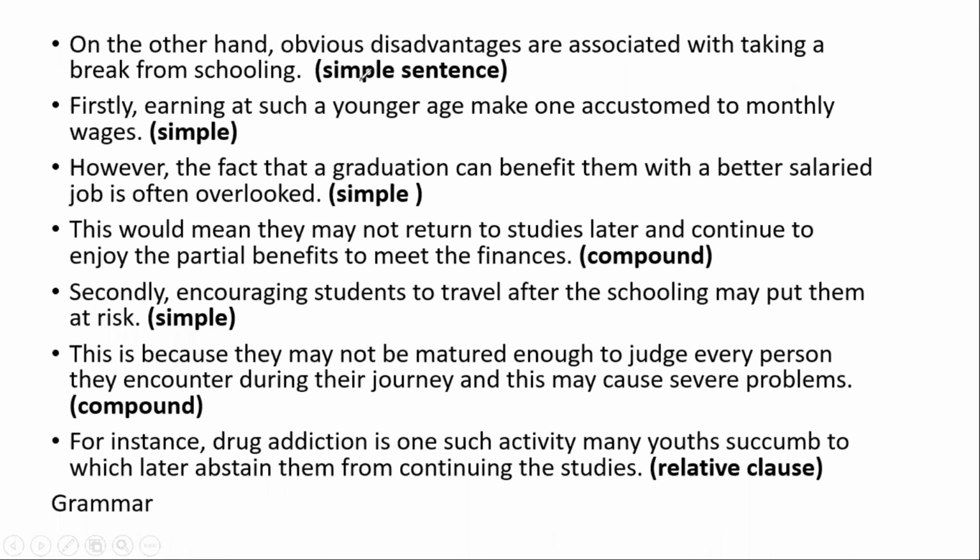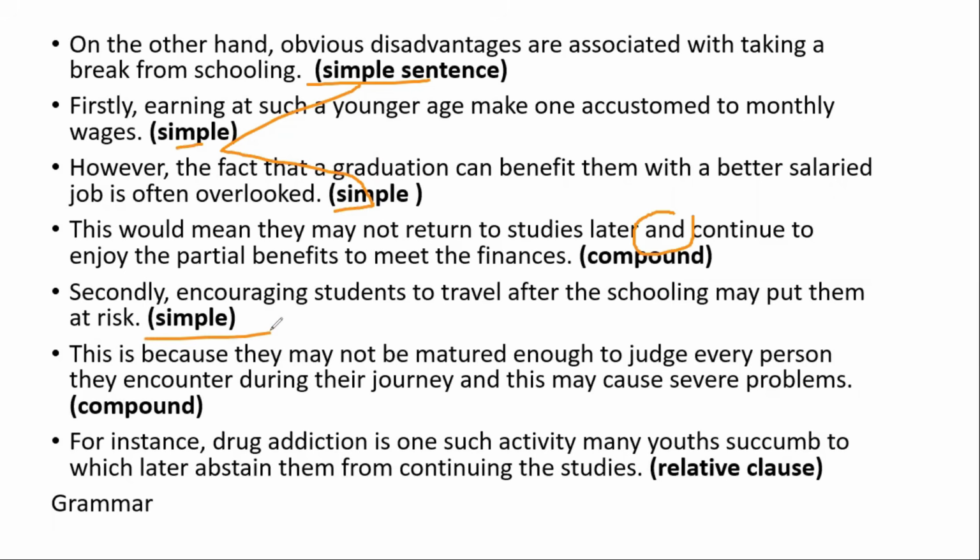So here, if you see, on the other hand, obvious disadvantages are associated with this is a simple sentence. Earning at such a younger age makes one accustomed to this is a simple sentence. However, the fact that a graduation can benefit them with a better salaried job is often overlooked. Simple sentence. Okay, three simple sentences. Alright, if needed, we're going to change it. This would mean they may not return to studies later and they will continue to enjoy partial benefits. That becomes a compound sentence. Alright, one compound sentence. Secondly, encouraging students to travel after the schooling may put them at risk.